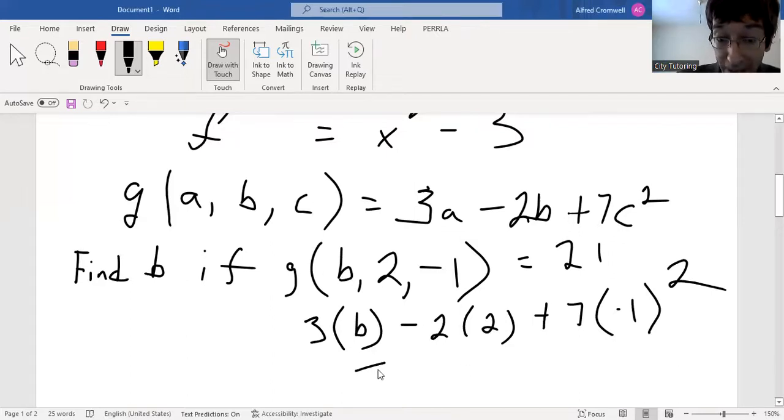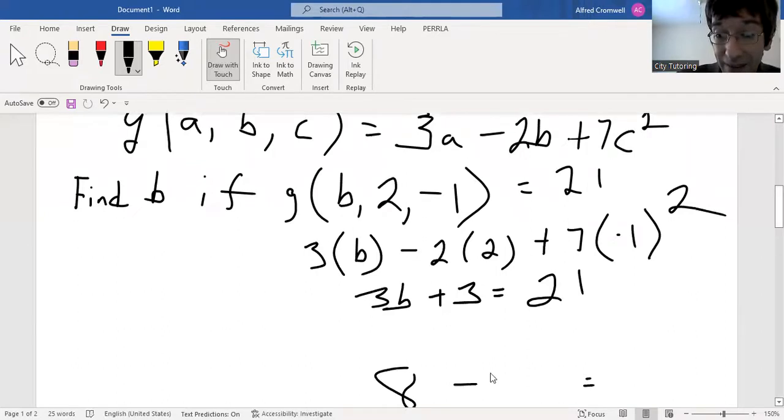We now need to have 3b plus 3 equals 21 to find the value of b. Well, that's easy, right? Now you just subtract the 3 on both sides, and now you get b equals 6. Check your answer. Now you get what you desire.